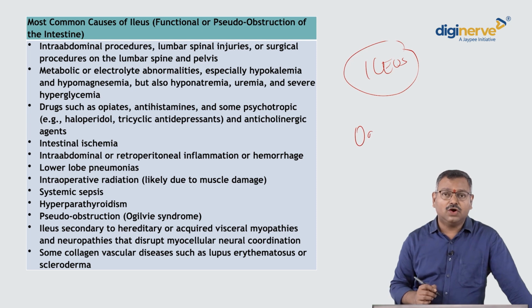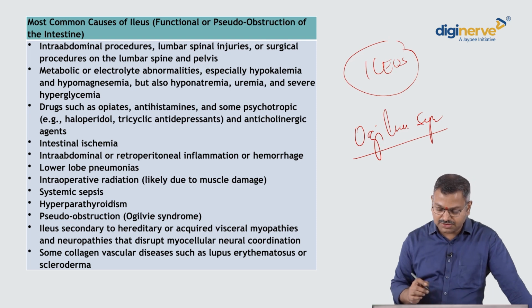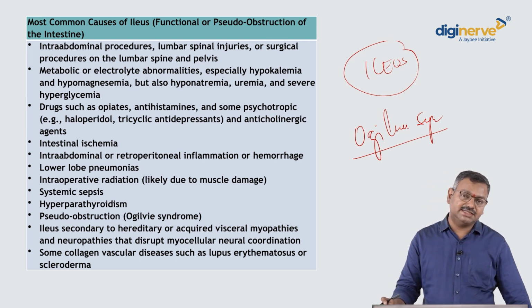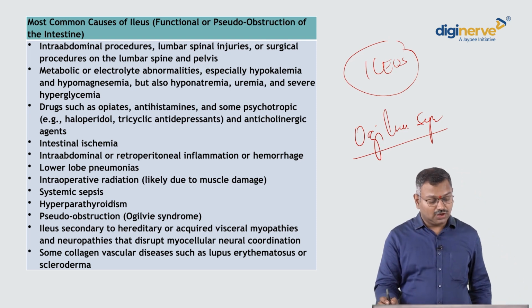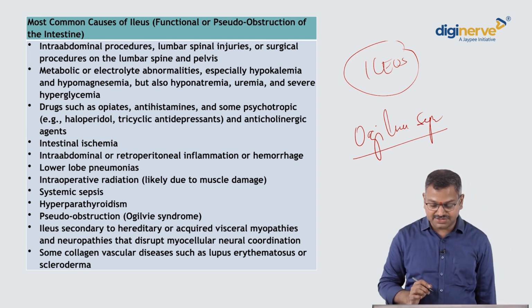Or you also have a condition called Ogilvie syndrome. Now, Ogilvie syndrome is nothing but an acute pseudo obstruction of the colon, and it is basically secondary to colonic dysmotility that could happen. Sometimes connective tissue disorders like lupus or scleroderma can manifest with intestinal obstruction as a manifestation that you would see there.